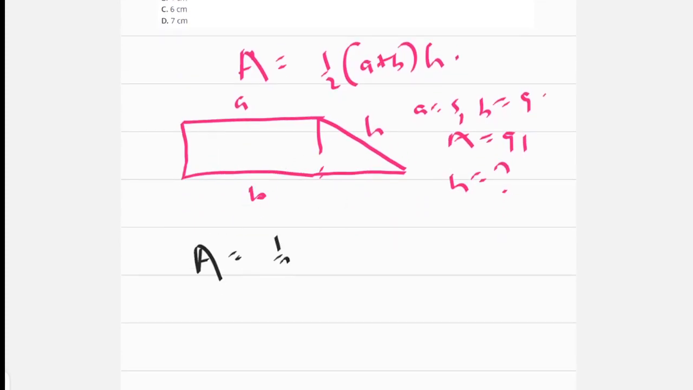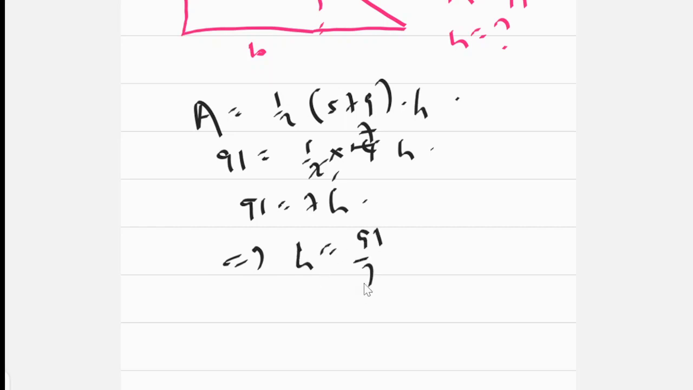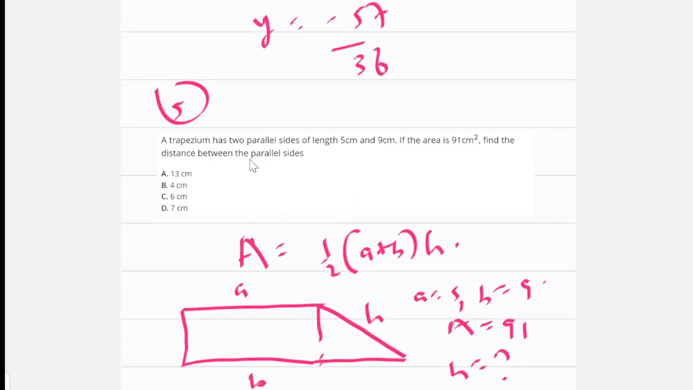Then my area will now be half into 5 plus 9 times what? H. Now my area is 91. Then I have 91 is equal to half multiplied by 14, which gives me 14H. So then you have 2 here 1, 2 here 7. Then you have 91 is equal to 7H, which implies that my H will now be 91 over 7. 7 in 9, that is 1 remainder 2, that is 13 centimeter. So you can see it is very simple, it's not difficult to do.